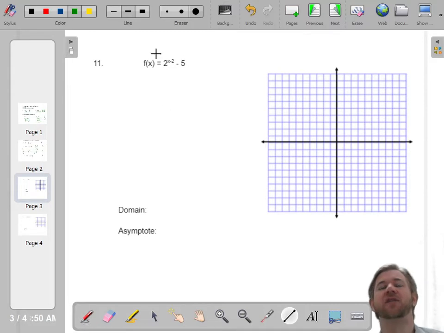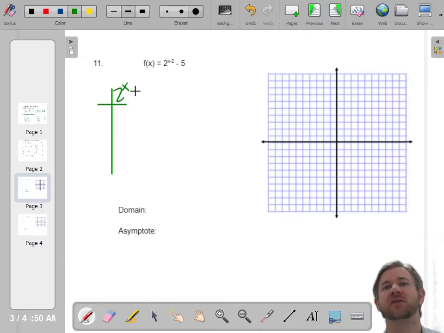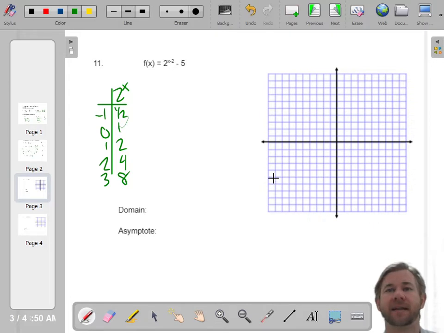For my exponential function, the first thing I'm going to do is start with a parent function. So if you tell me it's a base 2 you want me to graph, I'm going to start with 2 to the x. And I remember my parent function starts with those x values: 1 half, 1, 2, 4, 8. That's my parent function. That's not what I'm actually going to graph.